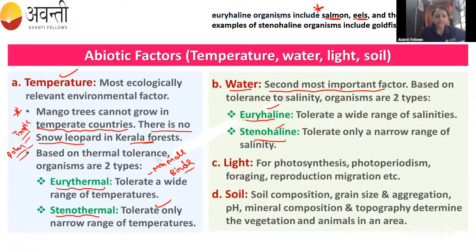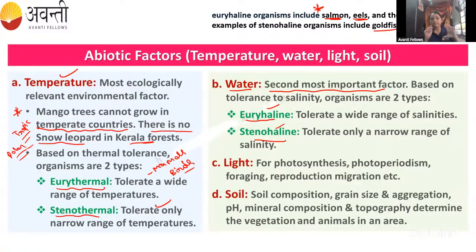This is very important. Euryhaline organisms can maintain a broad level of salinity changes. Those are salmon, eel, and the green crab. Then coming to the stenohaline. Stenohaline means they cannot control; only a narrow range they can control. Those are the organisms called stenohaline: goldfish and the haddock.